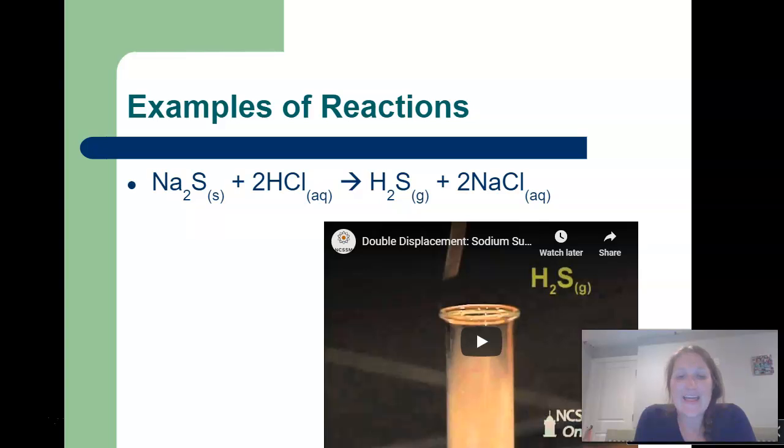Okay, and then last but not least, we have solid sodium sulfide with hydrochloric acid is going to produce a gas, right, and aqueous sodium chloride.